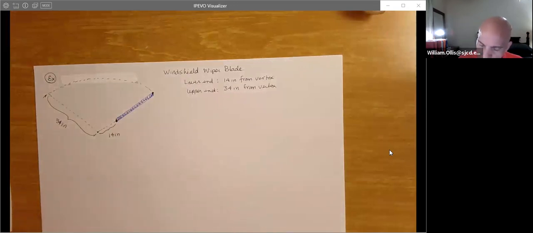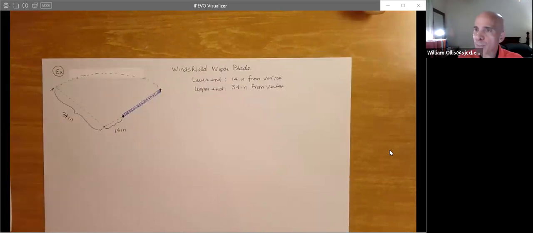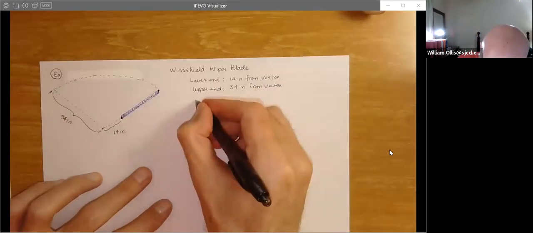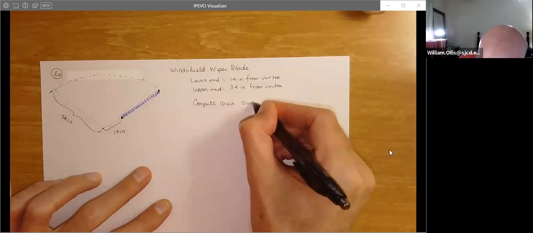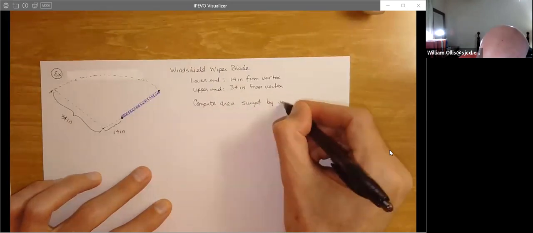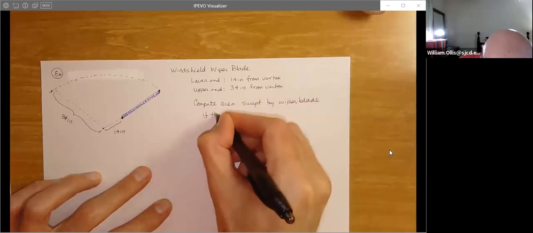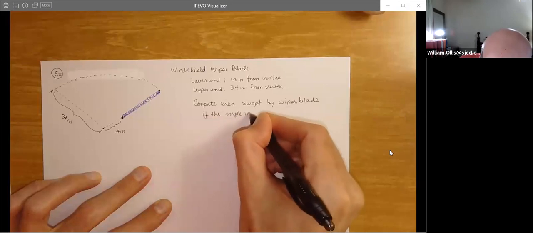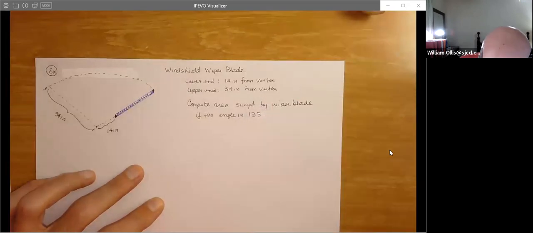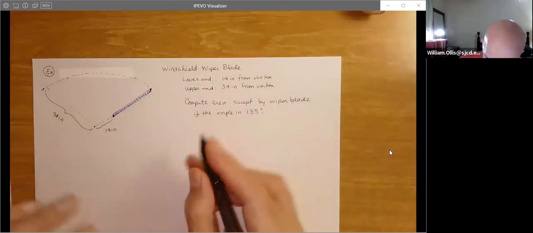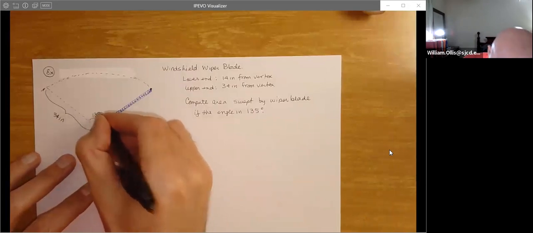So when we think about this, we want to know, what is the area that the wiper blade covers? Compute the area swept by the wiper blade if the angle is 135 degrees. Let me not write the degree like a 0. And so here, we'll just go ahead and write this in, 135 degrees.